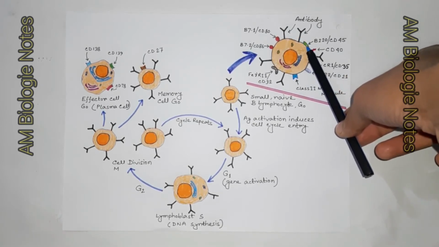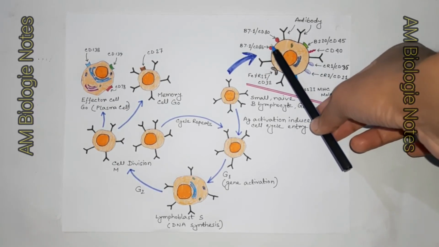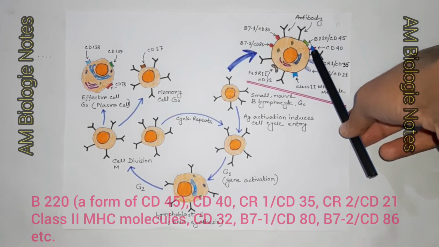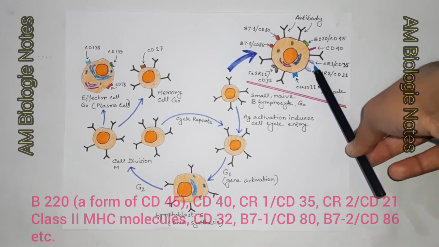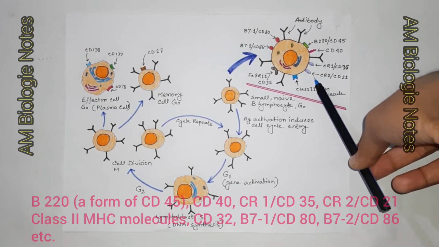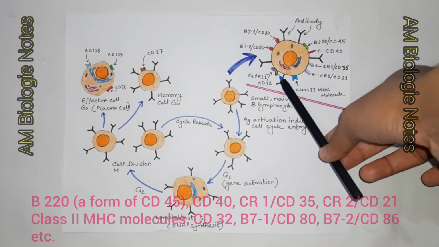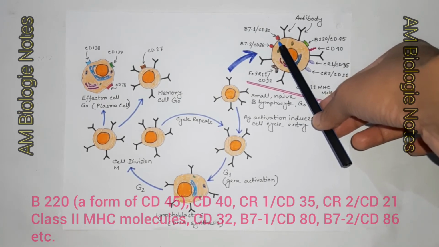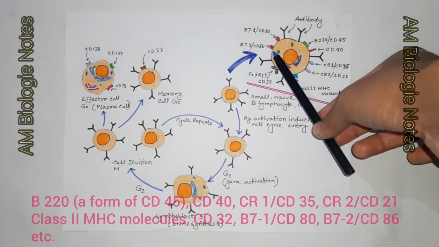There are some other molecules expressed on the membrane of mature B cells, like B220, which is a form of CD45, CD40, CR1 or CD35, CR2 or CD21, class 2 MHC molecules, Fc gamma R2 or CD32, B71 or CD80, B72 or CD86, etc.